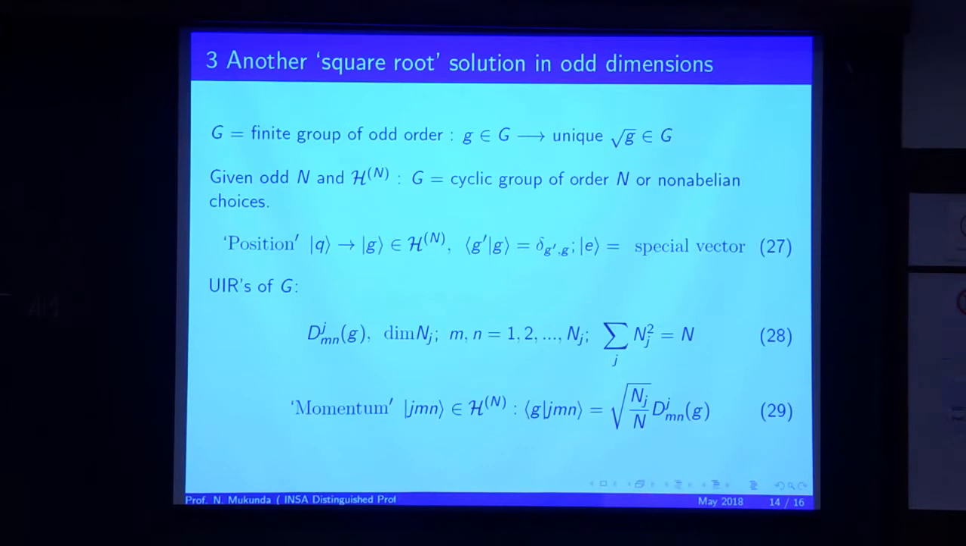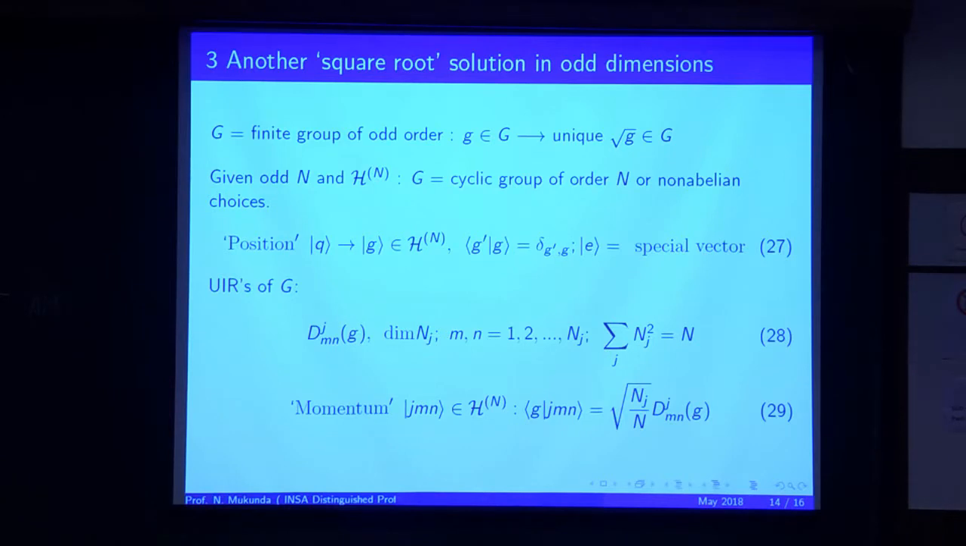If I am given an odd capital N and the corresponding Hilbert space, of course one choice is to take G to be the cyclic group of that order. That would certainly be a finite group. But it turns out that non-abelian choices are also available. Some of the smallest odd n for which there is a finite group of that order and which is non-abelian is n equal to 21. Then the next is at n equal to 27, then 39, and so on.